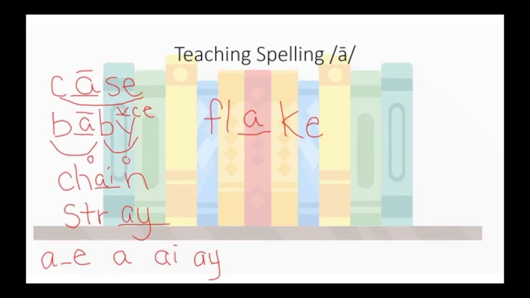For this one, I would mark the double vowel sound. This one, I would mark the double vowel sound. This one, again, would be the VCE sound with the silent E and the long A.